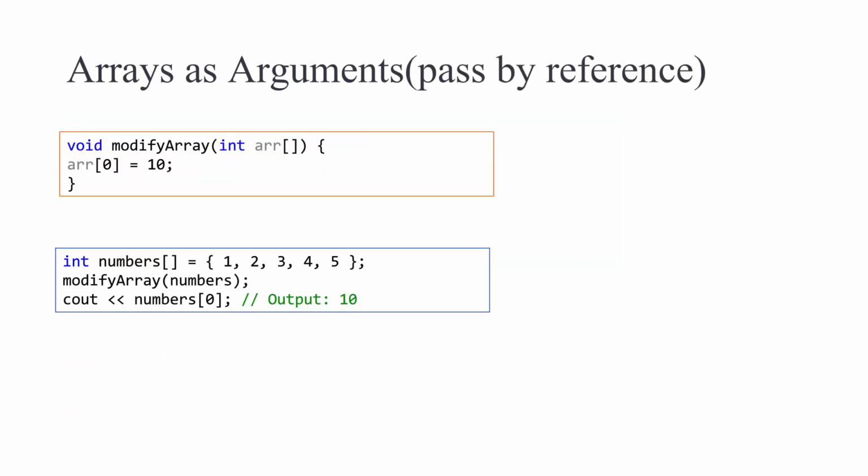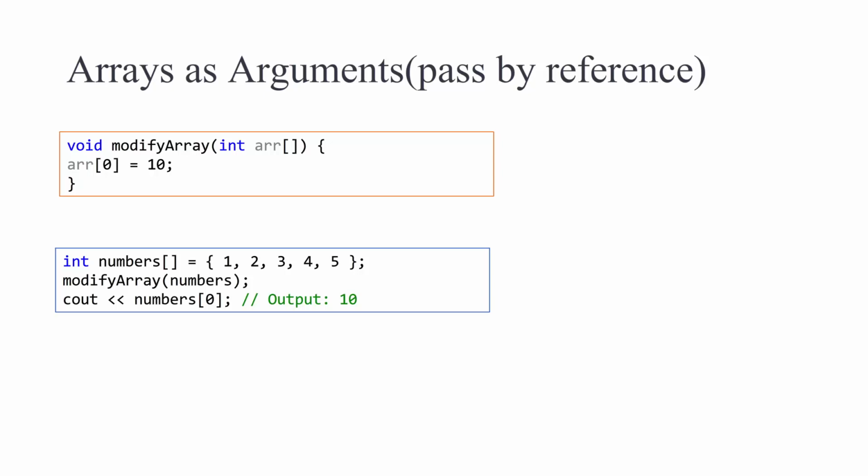In C++, when you pass an array to a function, the array is actually passed by reference. This means that the function receives a reference to the original array rather than a copy of the array. When an array is passed by reference, any changes made to the array inside the function will affect the original array in the calling code. This is because the function is working directly with the memory location of the original array.